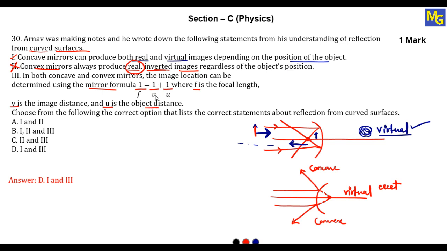In this formula, if you know any two values, the third value we can easily find out. If you know f and v, you can find out u. If you know v and u, you can find out f. So this statement is also correct. So according to this explanation, if you see your options, statements 1 and 3 you have to check. So see this D. In D, first and third statements are correct, and therefore I have written answer D, first and third. So this is the answer for question number 30.